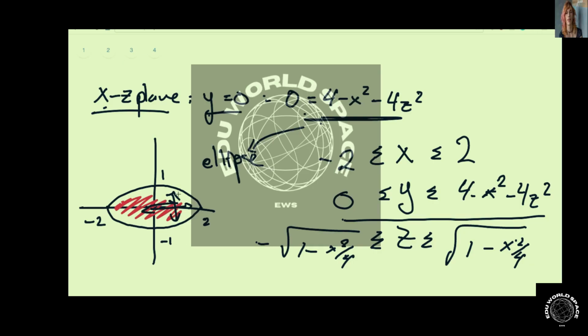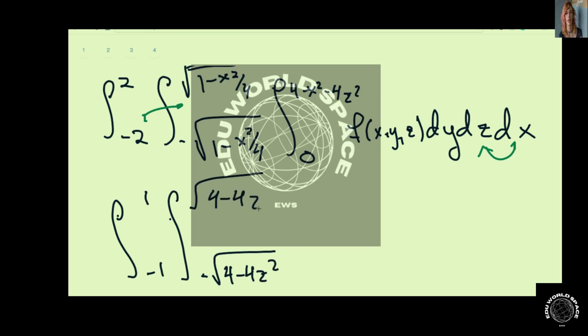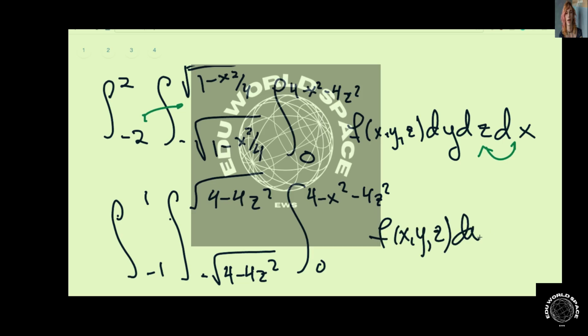If we switch these two integrations, we're just switching our region 1 to region 2. In region 2, z is from -1 to 1. Then we need our bounds on x, which are negative square root of 4 minus z squared to square root of 4 minus z squared. The bounds on y are still the same: f of x, y, z, dy. Then we do dx, then dz. These guys switched. All right, so those are the 4 integrals.